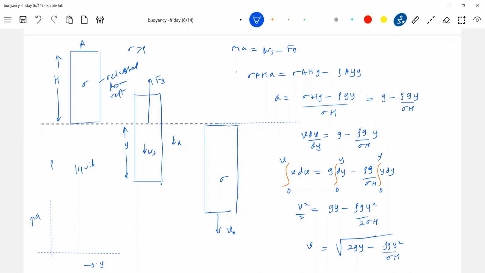The moment you release, put y equal to 0, then how will the graph be? The graph will take shape like this. Then afterwards, it will be constant. It will have uniform acceleration. And this is h.